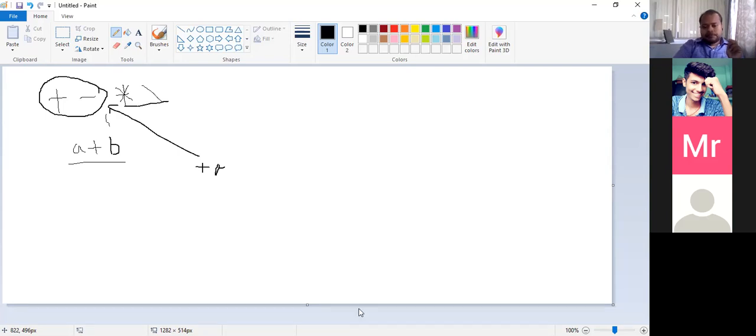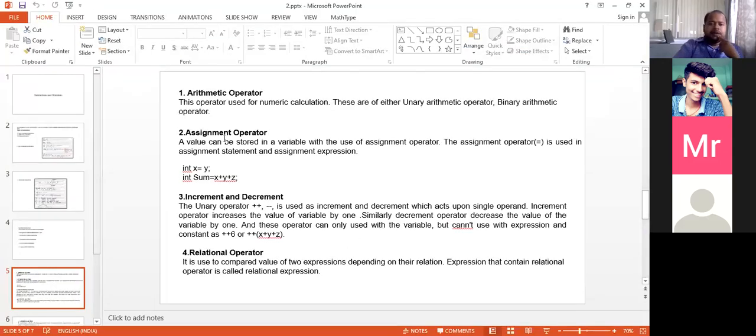Next we go to the next operator. The next operator is the assignment operator. Which symbol does it use? The equal to symbol. So int x equal to y means the value of y is assigned to x. That's why this equal to is known as the assignment operator.